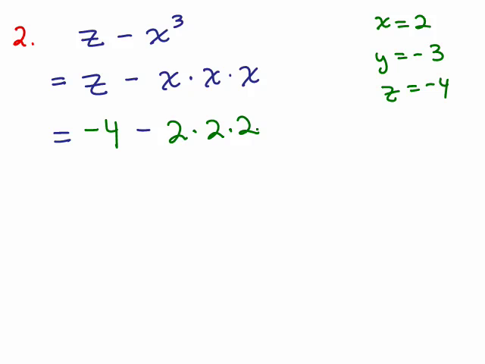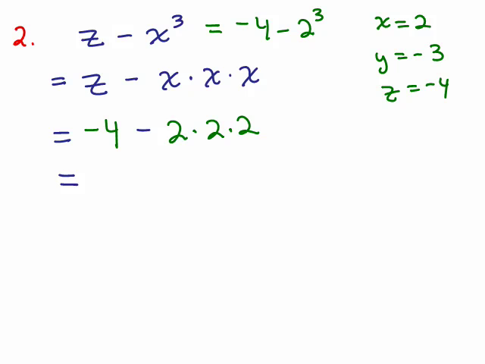Now somebody else may have simply plugged it in right away as -4 minus 2 cubed. That's also fine. But be careful if you're plugging in a negative number for the variable and you're raising it to a power. So for instance, if this was -2, you would have had to put a -2 in parentheses. All right, so I like doing it this other way, then I don't have to worry about that.